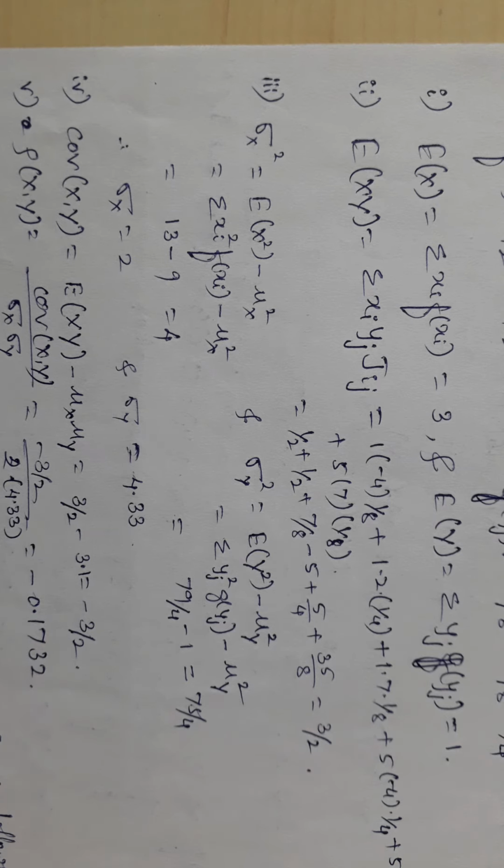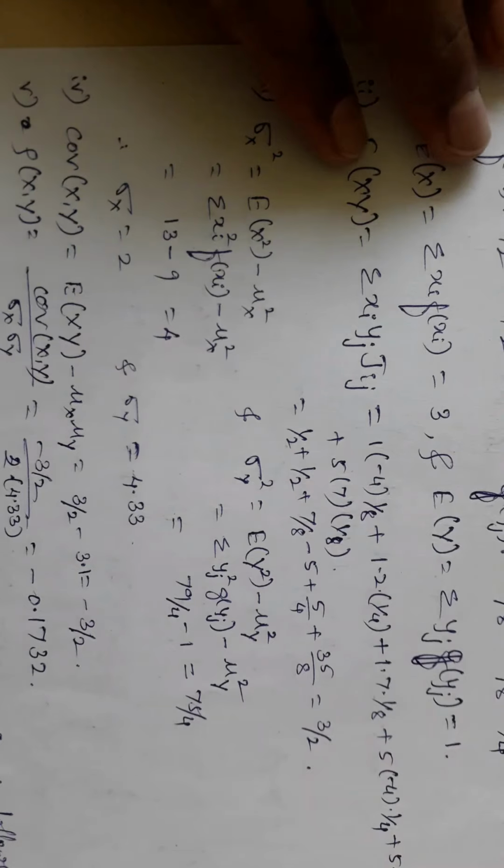Now the last one is the correlation of xy. The correlation of xy is defined by the formula covariance of xy divided by sigma x sigma y. We have all the values. The covariance of xy is minus 3/2, sigma x is 2, sigma y is 4.33. By simplifying we get minus 0.1732.